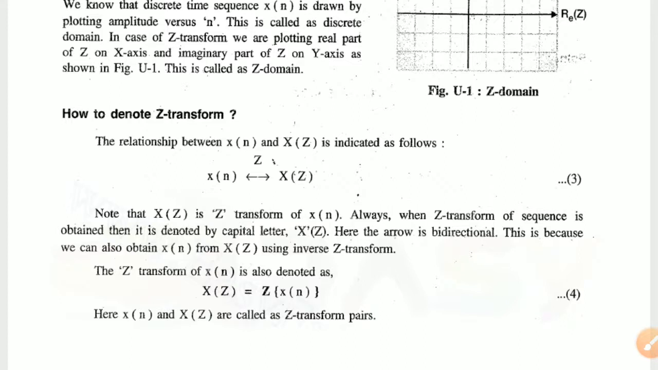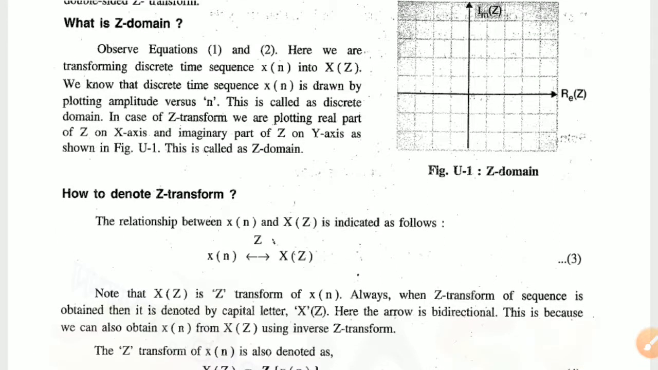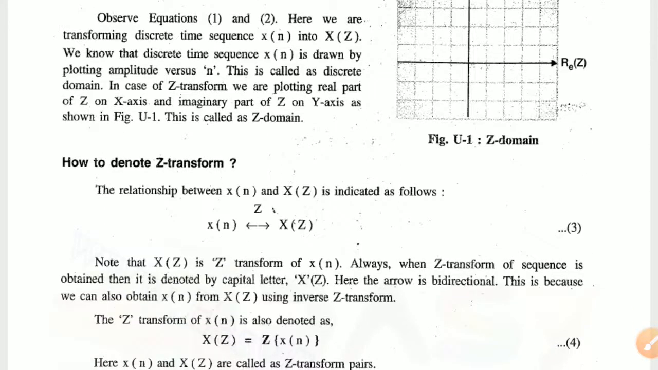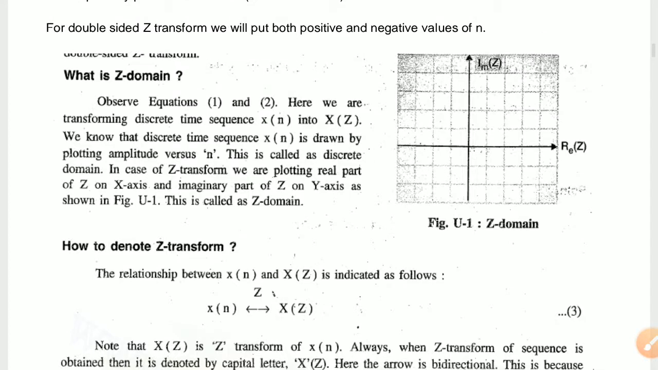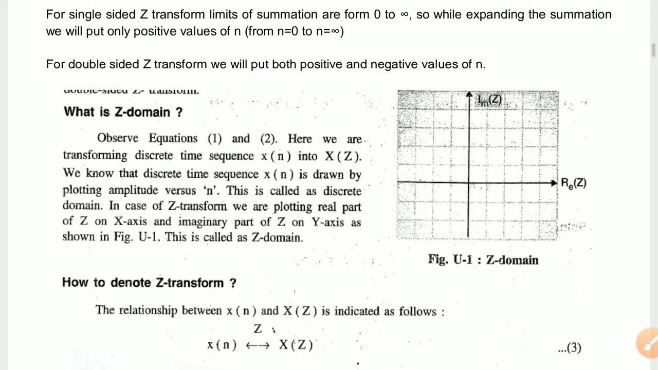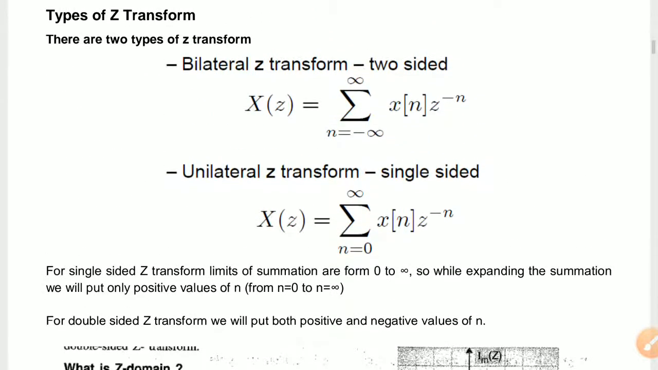Please remember, these are some basic points of this second chapter, on which we have to solve some problems in the next section. This is the most important: please remember to draw the ROC, you should remember this type of Z domain, that is real part on the x axis and imaginary part on the y axis. Along with that, the two types of Z transform, two sided and single sided. The only difference is that the limits are different.